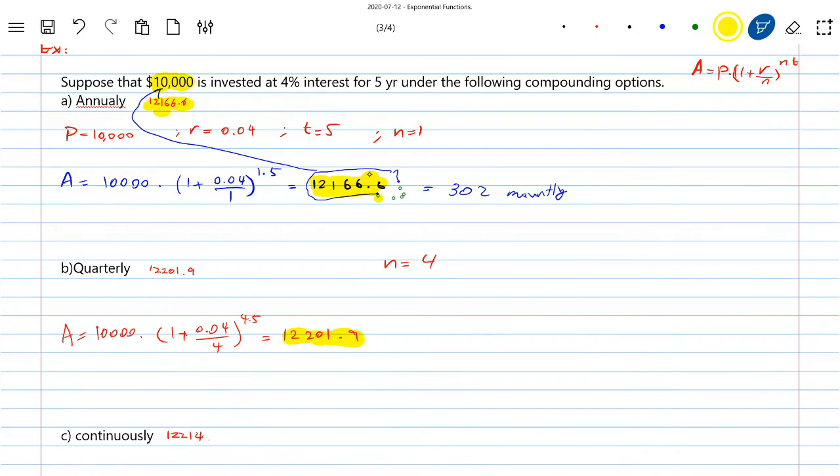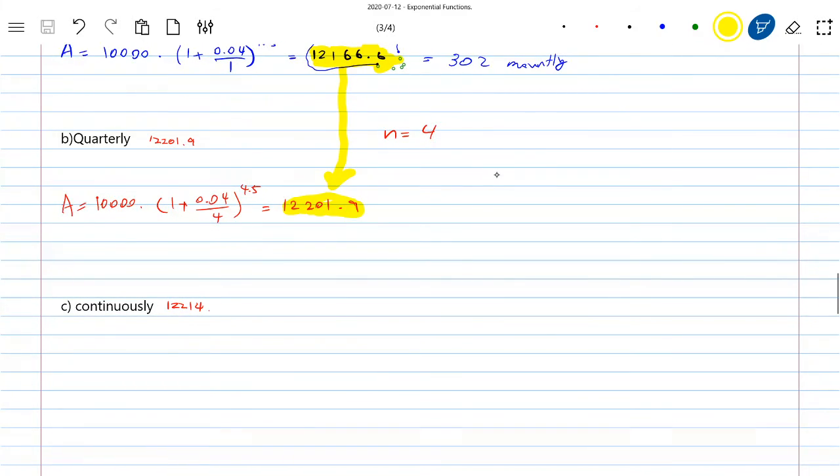Okay. If you compare these two, you'll see that if you get interest quarterly, what you're paying is going to be more. The interest happens every quarter, meaning those interests will add up more. What if it happens continuously?